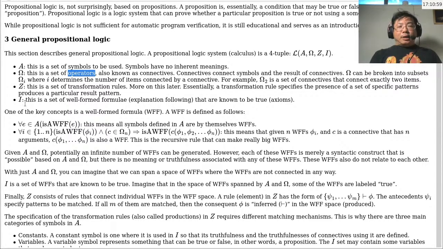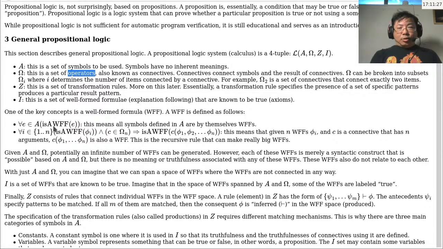And then last, we have iota. Iota is a set of well-formed formulae that are just given to be true. So don't ask why these expressions are true. They are just given to you as true. Now we have one more thing that we need to define before we can actually use an example. What exactly is a well-formed formula? A well-formed formula is defined as follows.